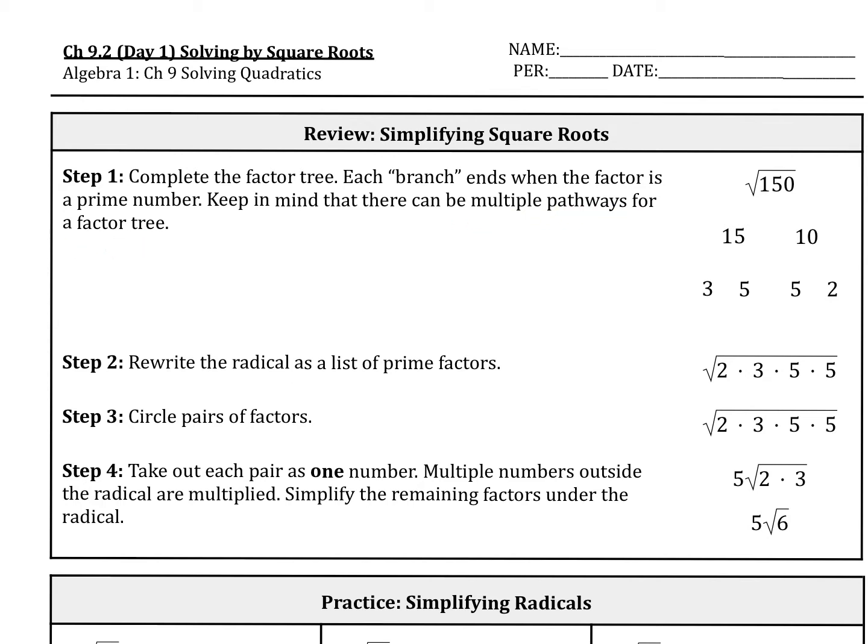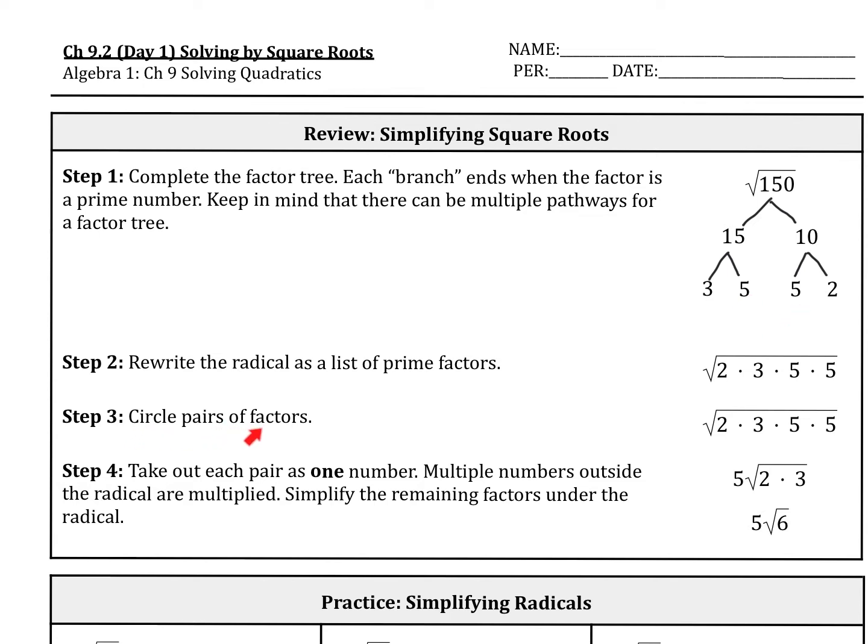So the starting one is 15 times 10. And then you can break the 15 as 3 times 5 and 10 as 5 times 2. Now we're going to stop here because these are the prime factors, and we cannot break these ones anymore. So rewrite the radical as a list of prime factors. So instead of 150, we're going to write 150 as 2 times 3 times 5 times 5.